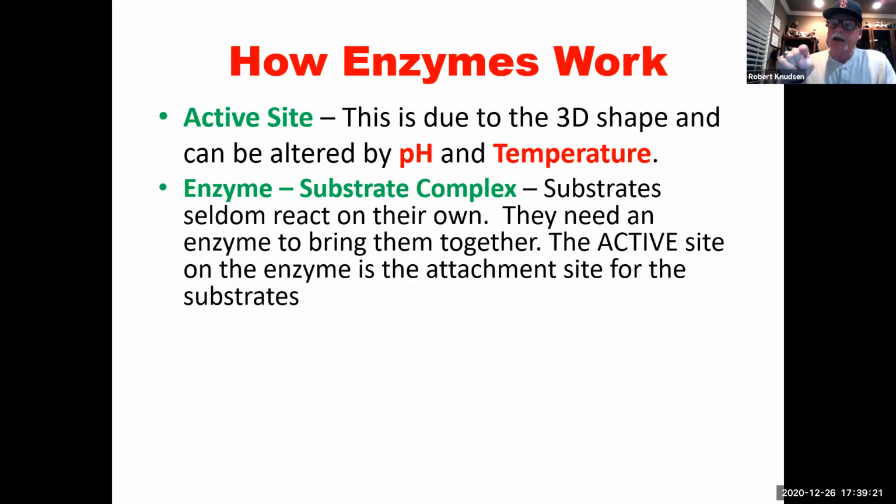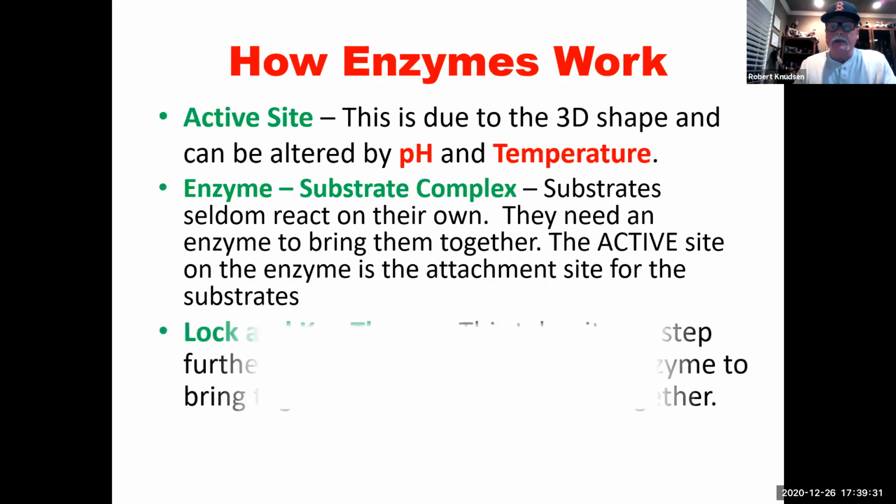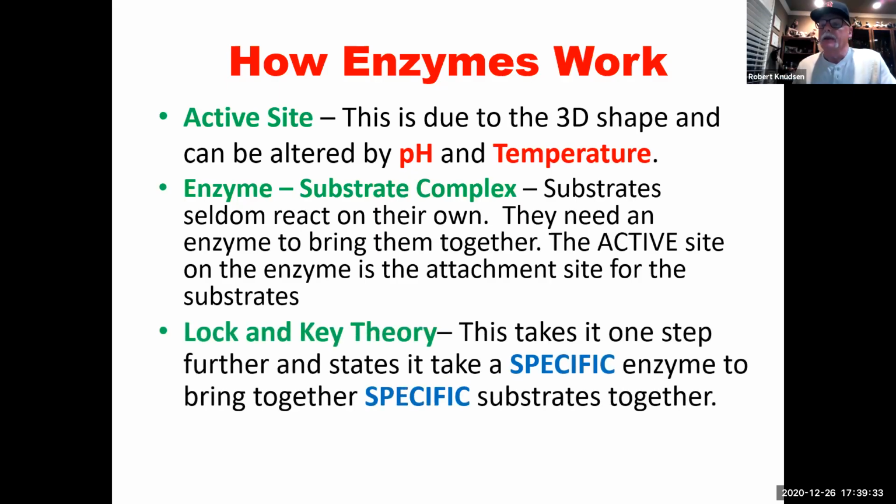Now we know we have to have specific enzymes, right? So we take it one step further in another definition. It's called the lock and key theory. Can you open up any lock with any key? The answer is obviously not. How do you open the lock? Well, I have to have a specific key. So the key is the enzyme. The lock is the substrate.